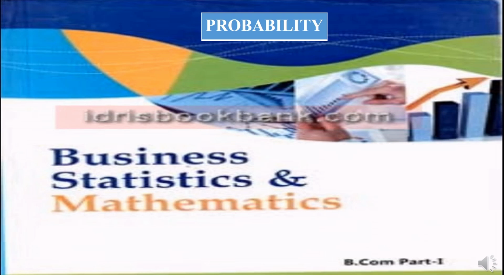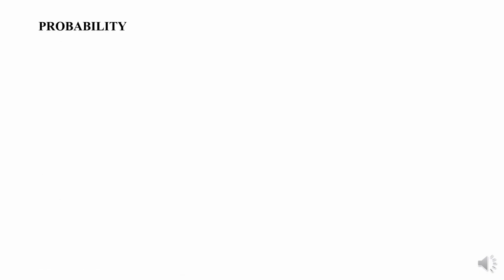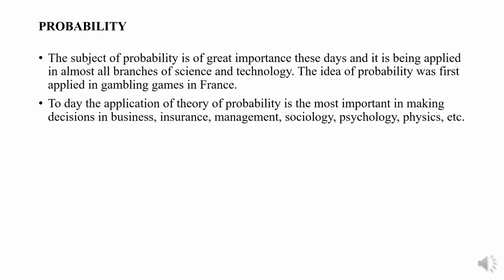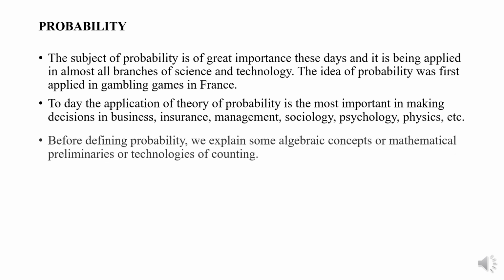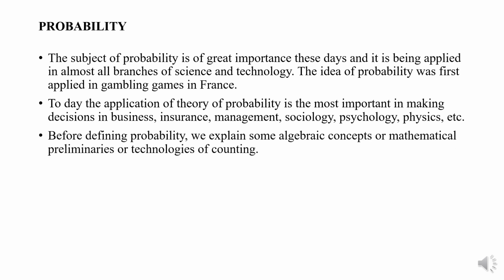This is the next and new chapter. So what is probability? The subject of probability is of great importance these days and it is being applied in almost all branches of science and technology. The idea of probability was first applied in gambling games in France. Today, this application of the theory of probability is the most important in making decisions in business, insurance, management, psychology, sociology, physics, etc. Before defining probability, we explain some algebraic concepts or mathematical preliminaries, or the technology of counting.